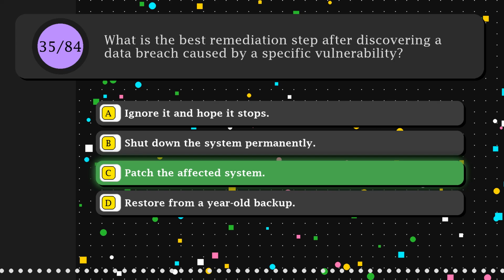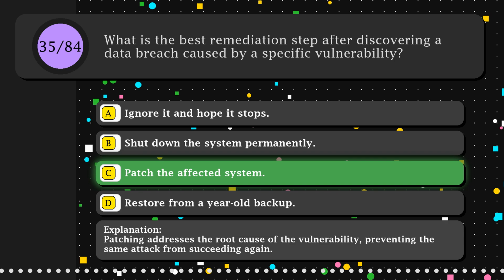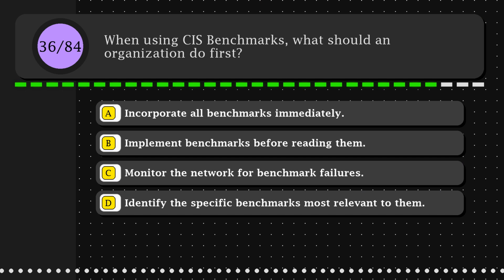The correct answer is option C, patch the affected system. Patching addresses the root cause of the vulnerability, preventing the same attack from succeeding again. Question 36. When using CIS benchmarks, what should an organization do first?